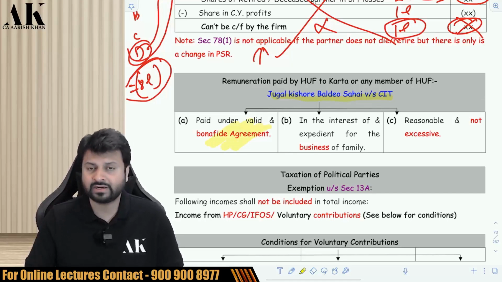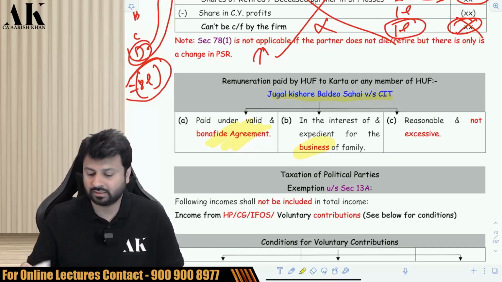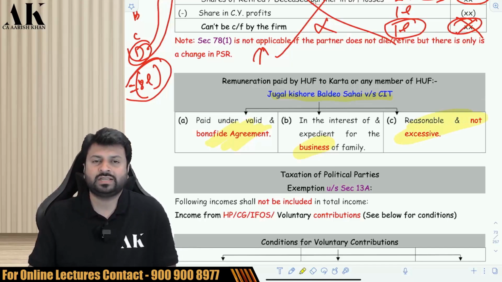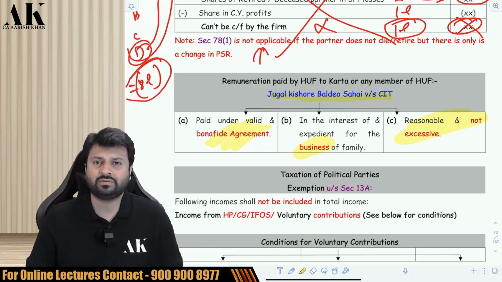First of all, there is a bona fide agreement between the HUF and the member. Then the member should work for the business of the family. Third, the remuneration paid to the member should be reasonable and should not be excessive. Otherwise, it will be disallowed under 40A(2) because HUF and members are considered to be relatives under section 40A(2).